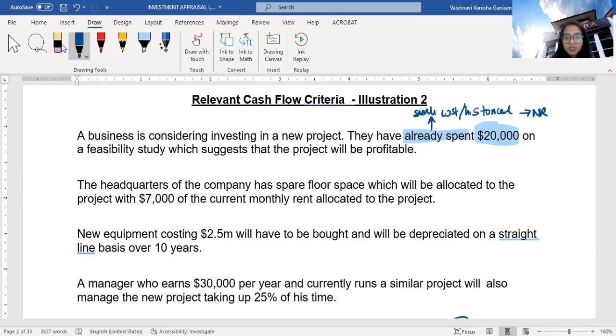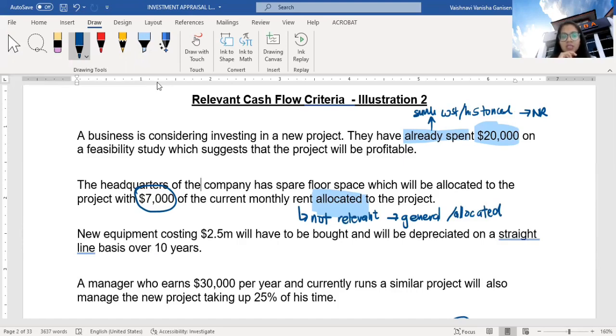The headquarters of the company has a spare floor space which will be allocated to the project, with 7,000 of the current monthly rent being allocated to the project. Now, the moment this is an allocated cost, whether or not you have the project, you have to pay the rent. So it becomes non-relevant because it's a general or an allocated cost. So rental is not relevant because it is a general or an allocated cost. Okay.